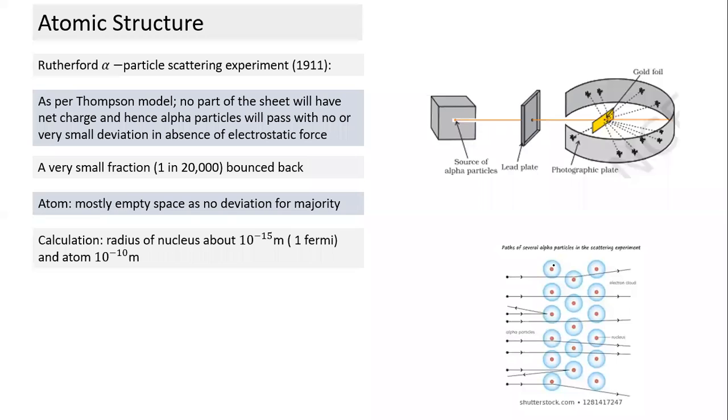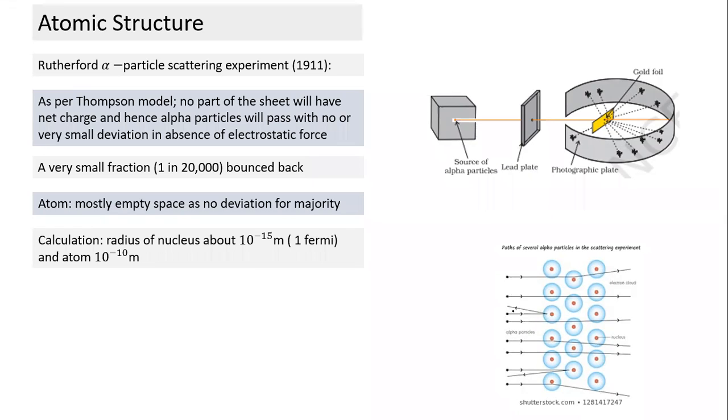It's not something where electrons and protons are distributed uniformly over the volume of the sheet. And since the number of alpha particles which rebounded was a very small fraction, it indicated that the ones which bounced back encountered something very different from the rest of the alpha particles. And if you put the whole thing in terms of mathematical modeling, see what we find here.